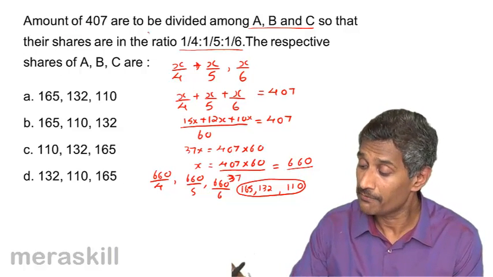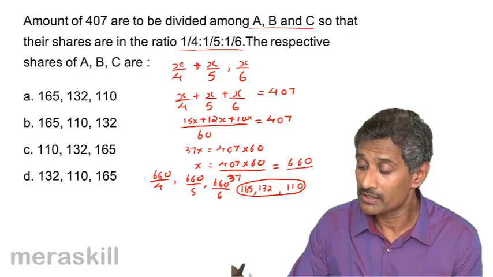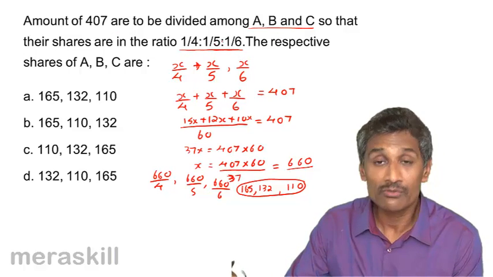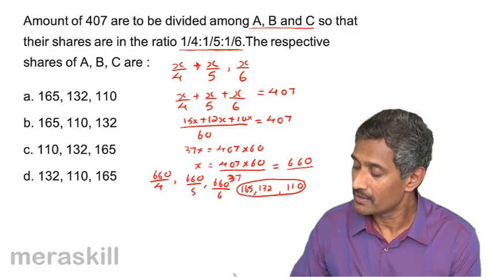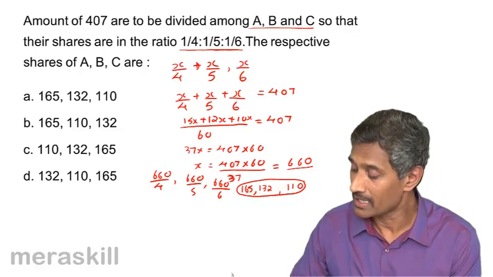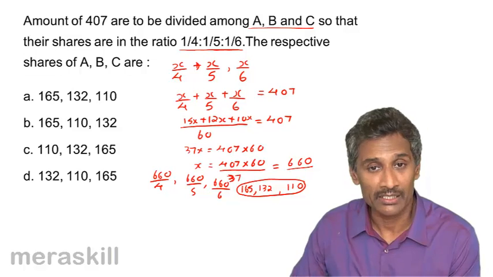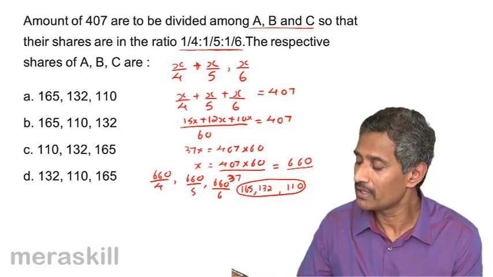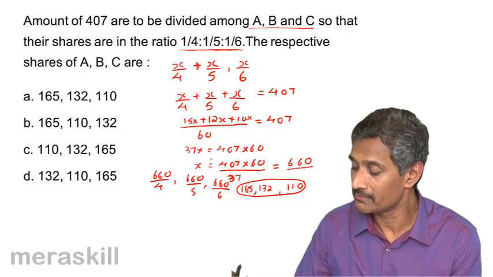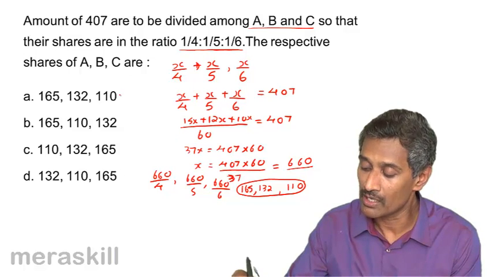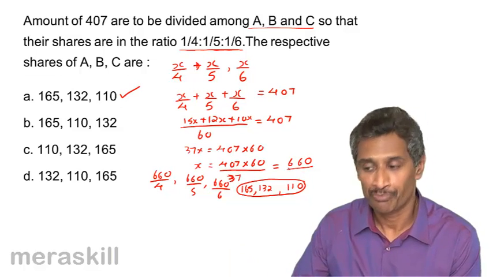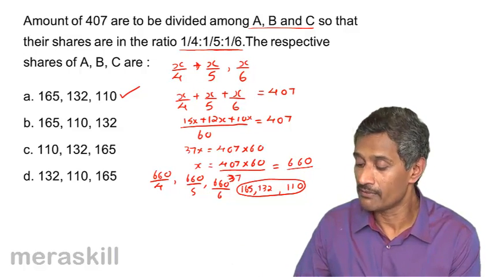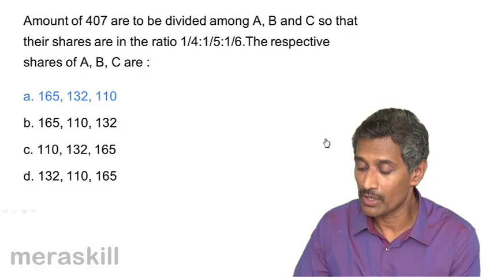So hence if the amount of 407 is to be distributed among A, B and C in the ratio 1 by 4 is to 1 by 5 is to 1 by 6, the quantities have to be 165, 132 and 110. And if you add all these, you do get 407, and of course we have seen that when you divide them correspondingly you get these values. So our answers are going to be this. Let's see whether this tallies with our values. Yes, we do have it right here.